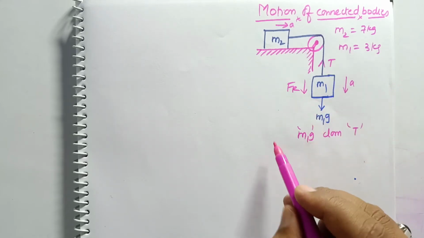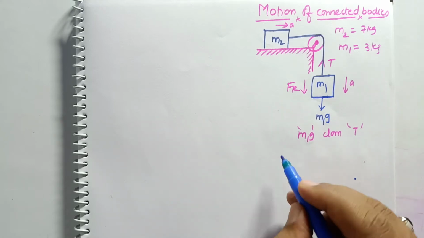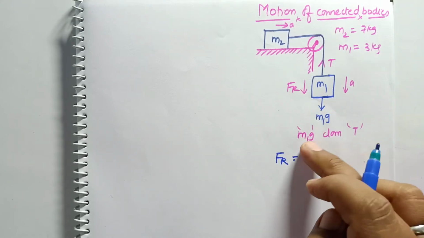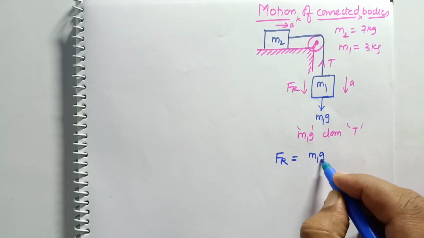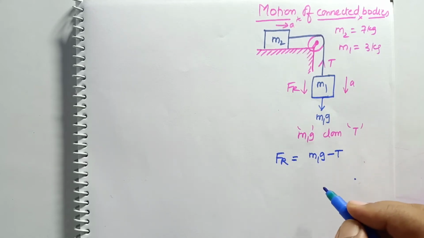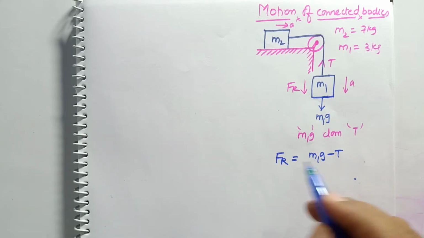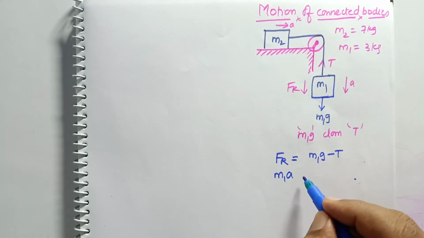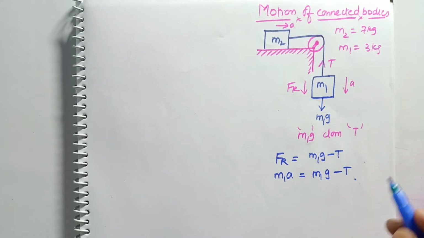So now what are you going to do here? We'll take the formula for resultant force. So what is the resultant force here? As m1g is dominating tension, resultant force will become m1g minus tension T. So resultant force is m1g minus T, and according to Newton's second law, Fr is equal to m1 into a. So this is going to be m1g minus T equals m1a. Let us imagine this to be equation number 1.